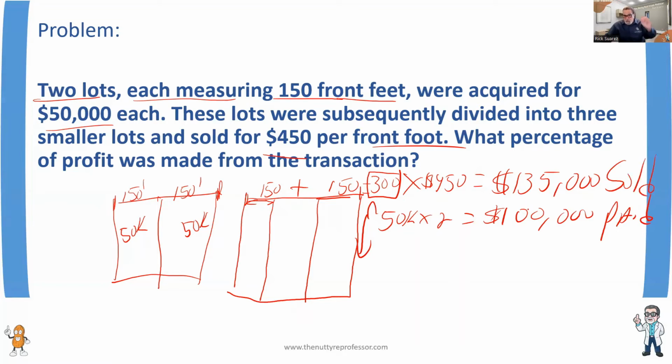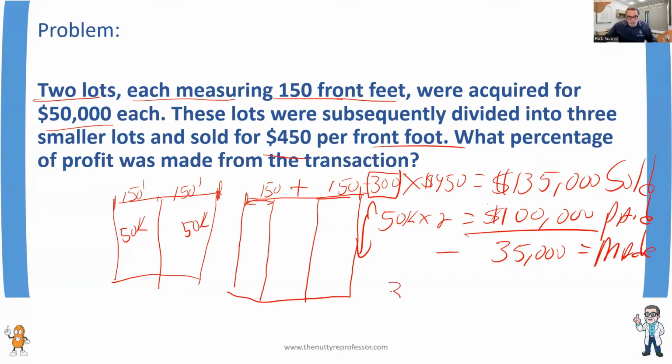This is where a lot of you get confused. You actually use this number. It's not the number that they sold it for. You need to subtract, right? What is left? 35,000. So 35,000 is what? This is how much money was made.